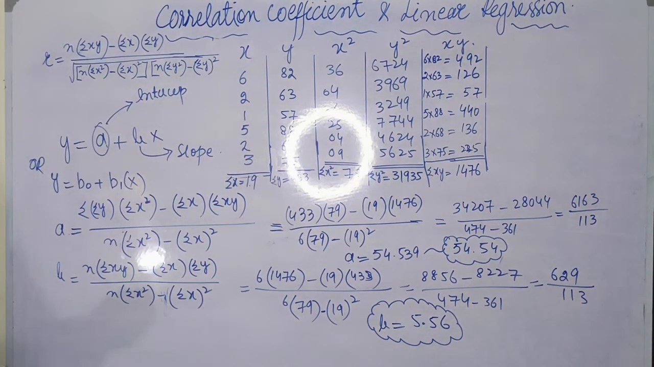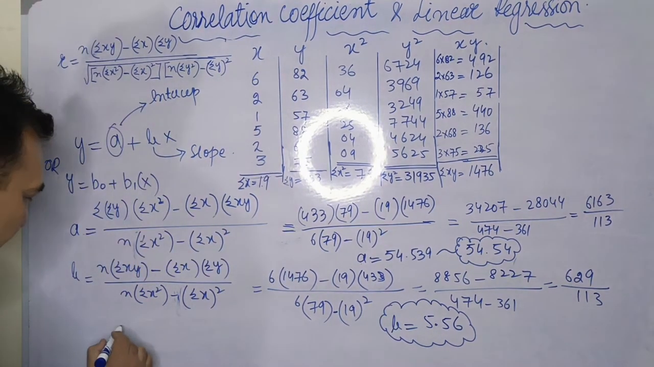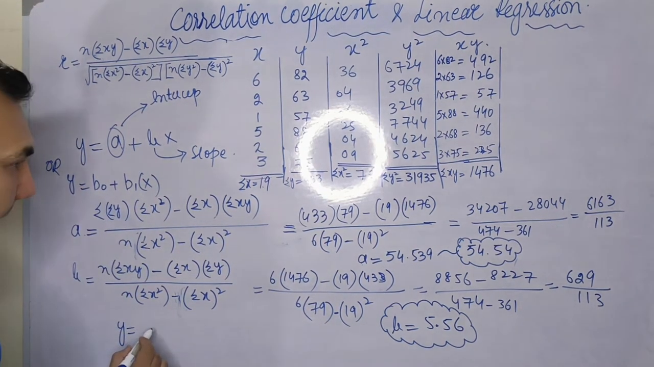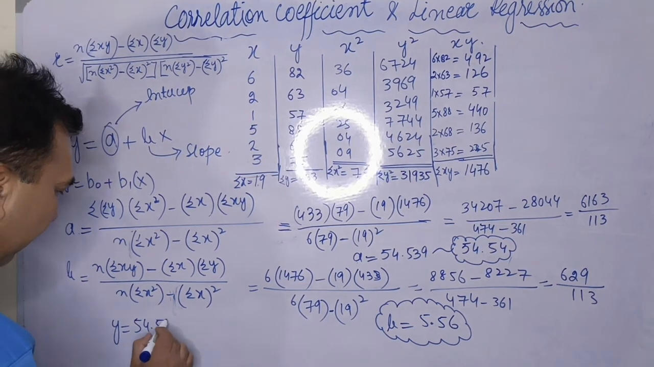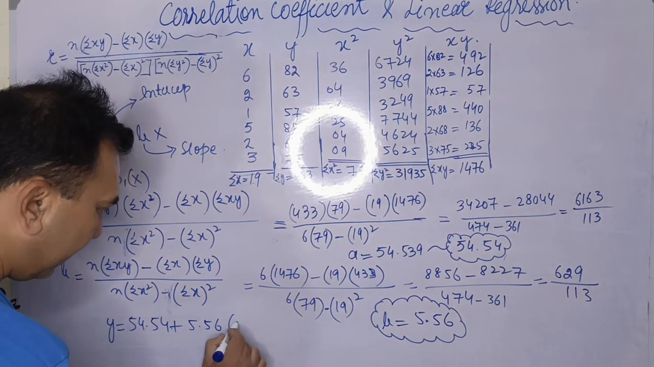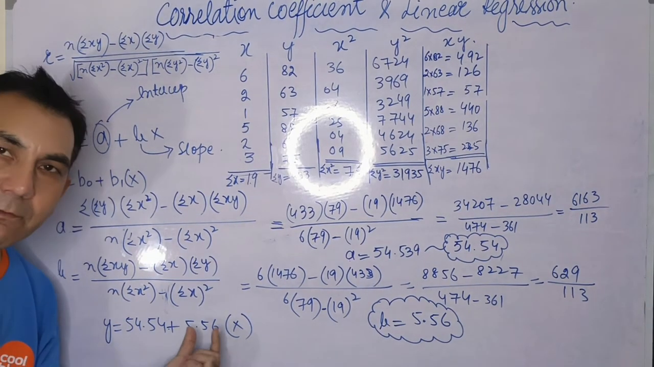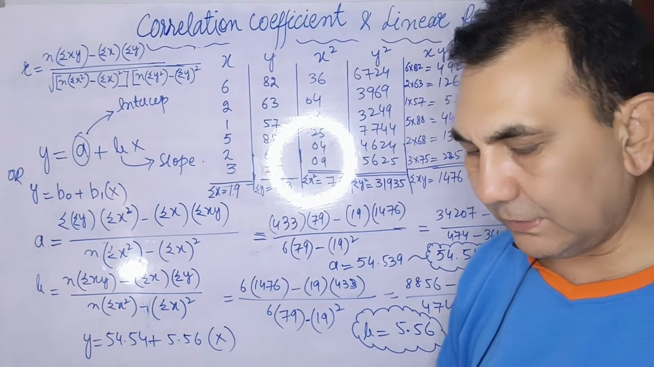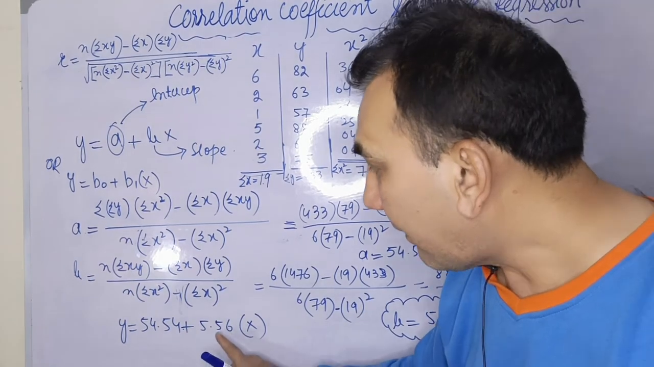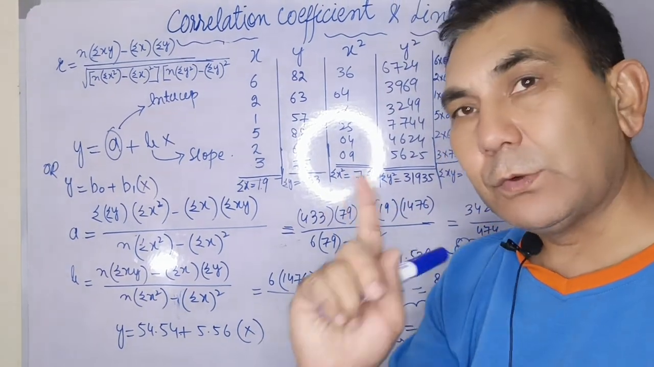Now we will put both the values of A and B in the linear regression equation, Y is equal to A plus B X. So what is the value of A? 54.454 plus 5.56, and then the X. 5.56 is the average value of Y, which increases by one unit of X.